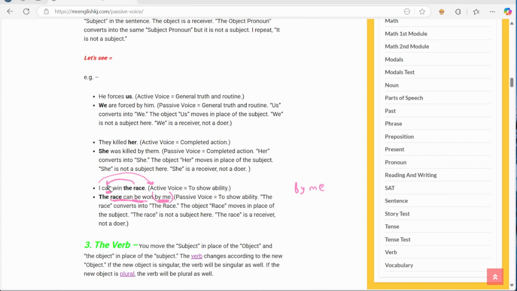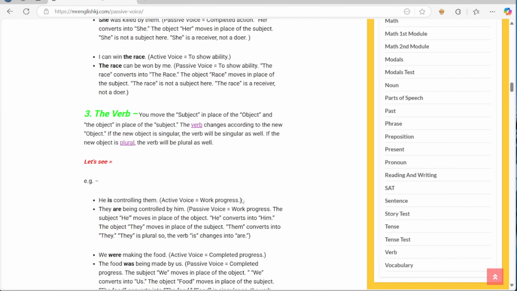Okay. The race is an object. It goes first. The race can be won. So we are just telling it is possible to win the race. But who will win? Not mentioning in passive. I can win. I'm showing strong possibility or I'm showing my ability, that I can win the race.